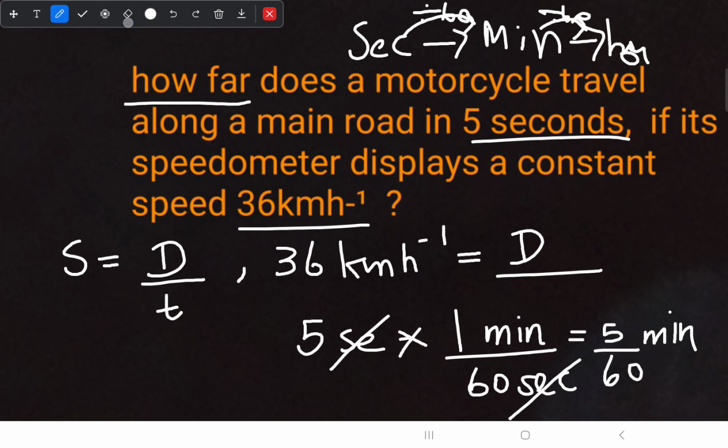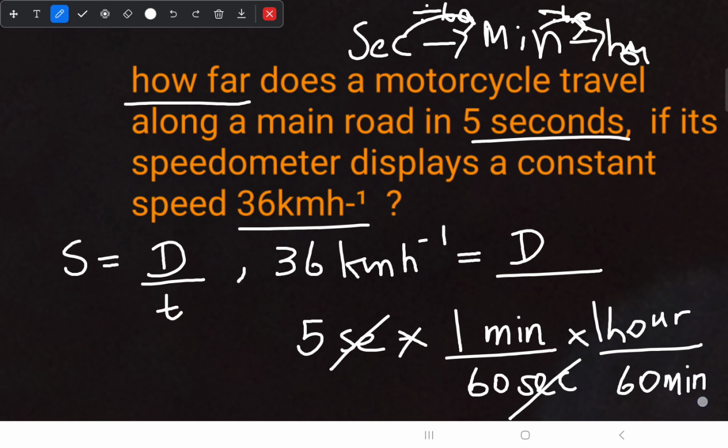But this is not exactly what we need. We need to convert this to hours. So here I'll write 1 hour is 60 minutes. Here you can see the unit conversion clearly. 5 seconds, 1 minute upon 60 seconds. 1 minute means 60 seconds, 1 hour means 60 minutes. I will simplify this second and second, this minute and this minute.